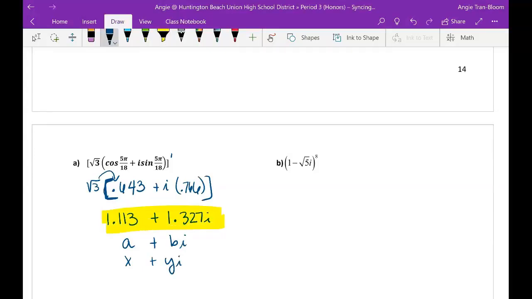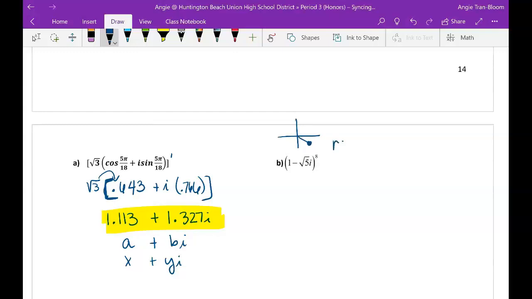Okay, next, we have now raised to the power. So really, this is a true test of how do we use De Moivre's theorem. First, we have to put it in polar form, okay? So let's plot out 1 minus rad 5. So that's going to be in quadrant number 4.